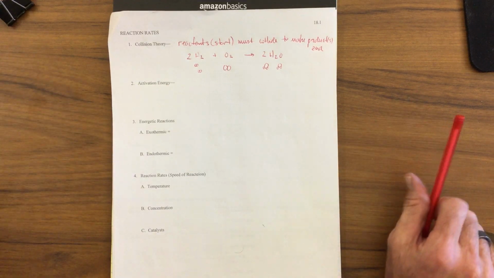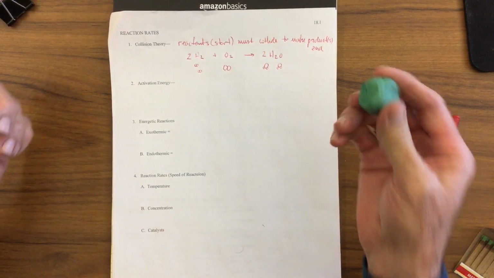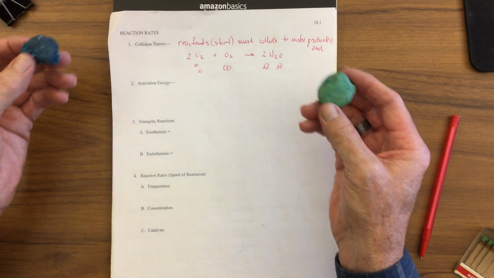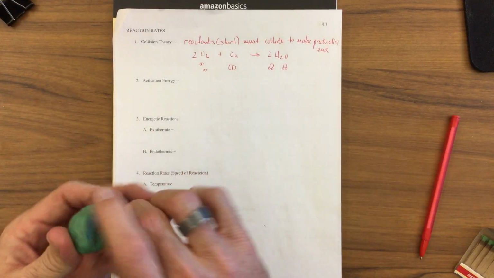So imagine that I have some pieces of Play-Doh, and I want them to form a new chemical compound. Okay? I want them to collide. Boom. Oh, they just collided. Boom. Oh, they just collided again. Okay? Boom. This is collide. Okay, this is kind of fun.